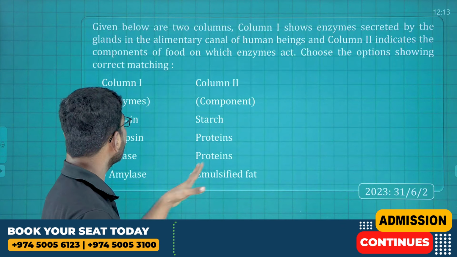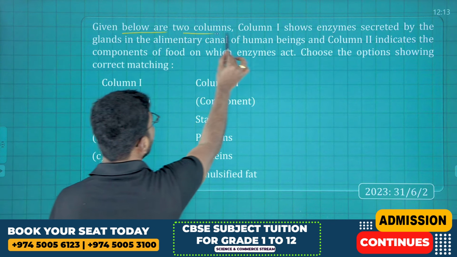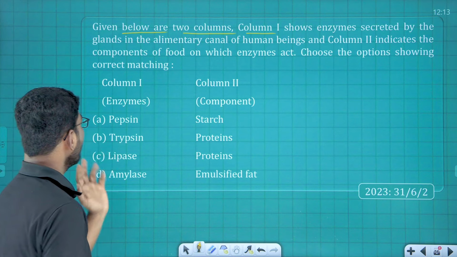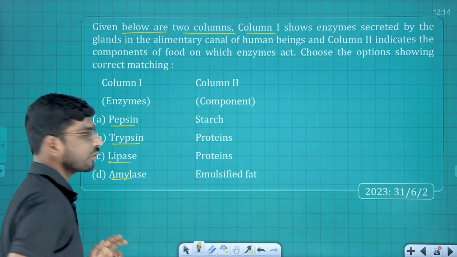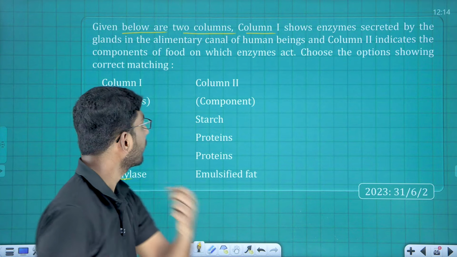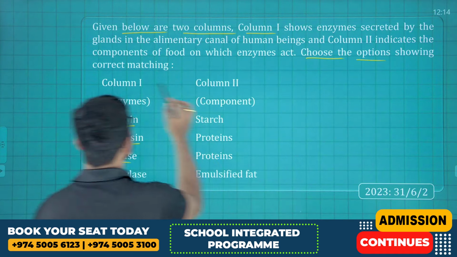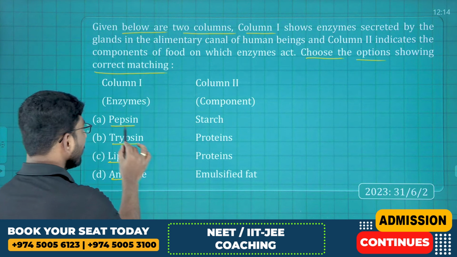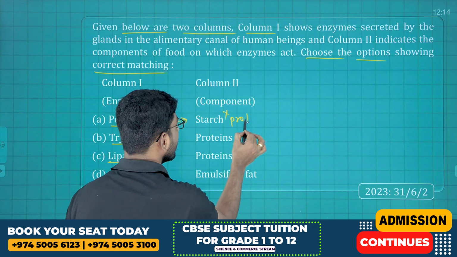2023. Column 1, column 2, the two columns are given. Given below are two columns. Column 1 shows the enzymes secreted by the glands, and these are different components on which they work. So what are they asking? Choose the option showing correct matching. Fine. Pepsin, starch? No, pepsin acts on proteins.